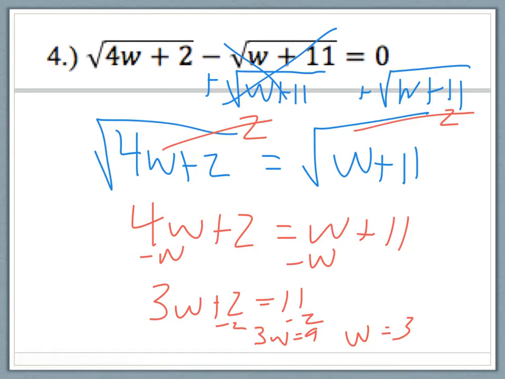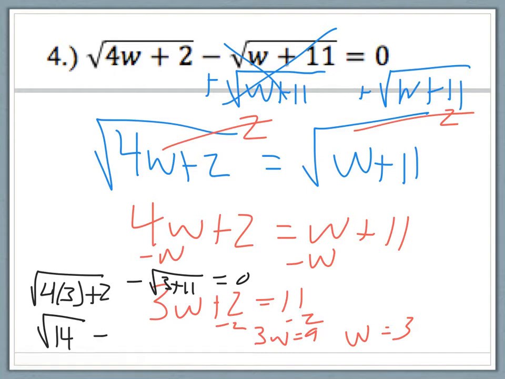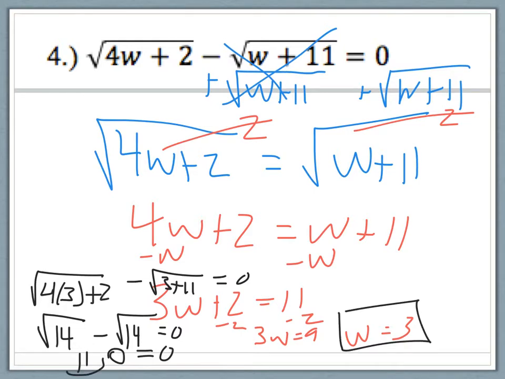So if I plug it in, I'm going to have the square root of 4 times 3 plus 2 minus the square root of 3 plus 11. And then we're going to see if that equals 0. So let's go ahead and do that. Well, that's 12 plus 2, which is 14. So that's the square root of 14 minus the square root of 14 equals 0. Well, the square root of 14 minus the square root of 14 is 0, so 0 does equal 0. So this actually does work out. Okay, so my answer is w equals 3.